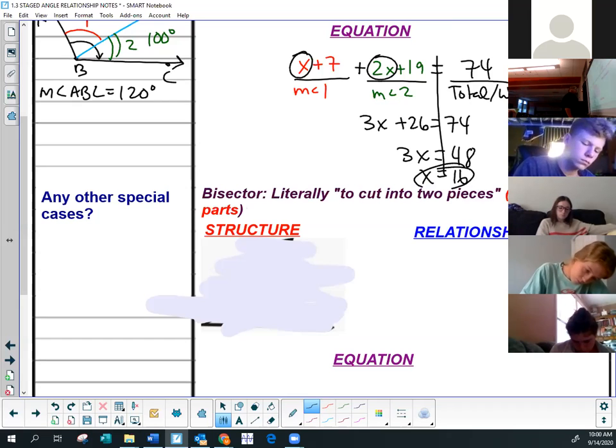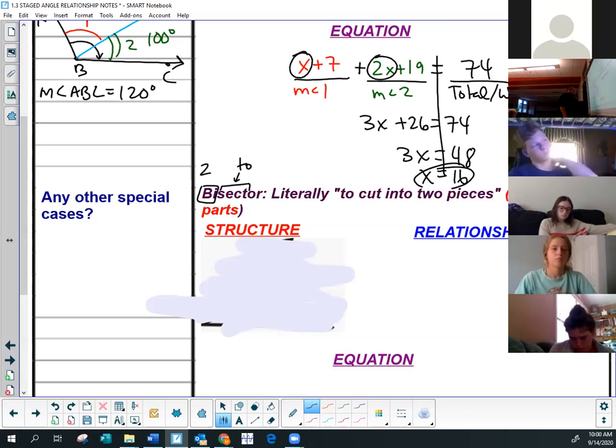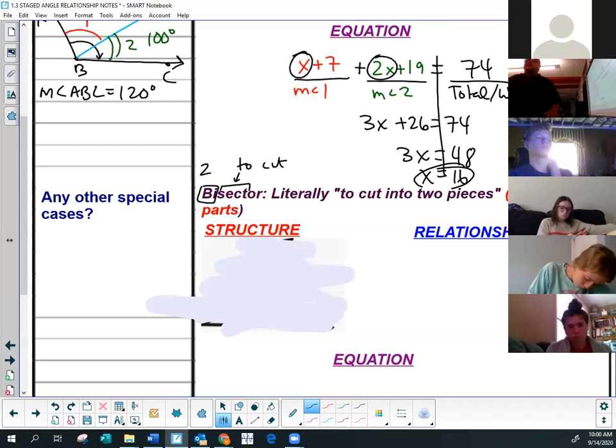So when I say it literally means to cut in two pieces, I mean it. The term bi refers to two. Sect means to cut. Okay, which also means we can trisect. That means cut into three pieces. Quadsect, cut into four pieces. Quintuple sect, which means cut into a whole bunch more pieces.